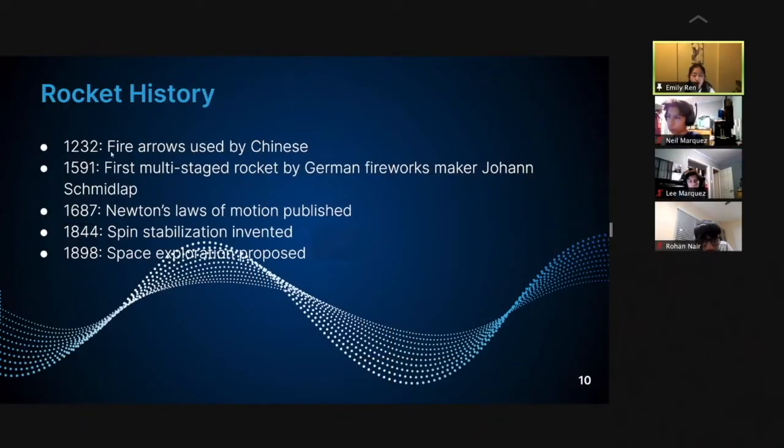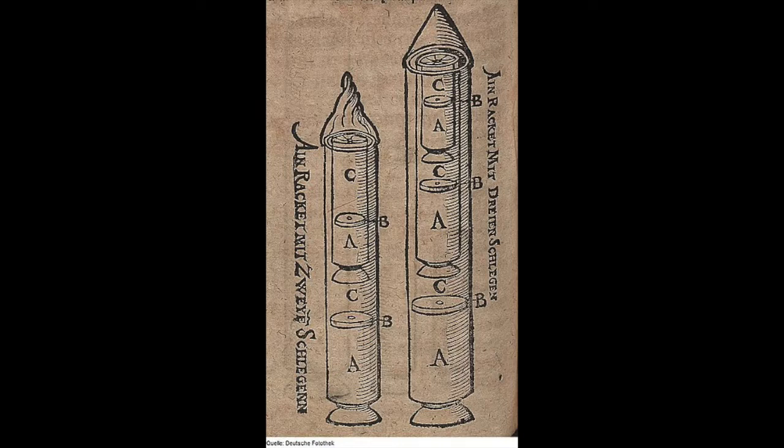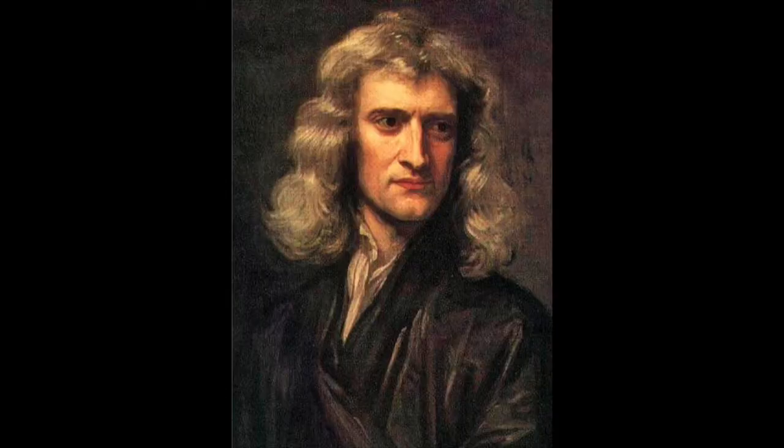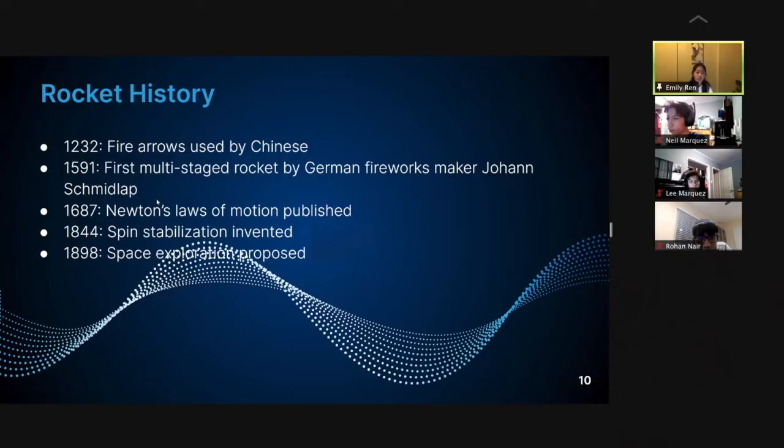A brief history of rocketry. In 1232, fire arrows were used by the Chinese. In 1591, the first multi-stage rocket was launched by German fireworks maker Johann Schmidlapp. In 1687, Newton's laws of motion were published. In 1844, spin stabilization was invented, and in 1898, space exploration was proposed.